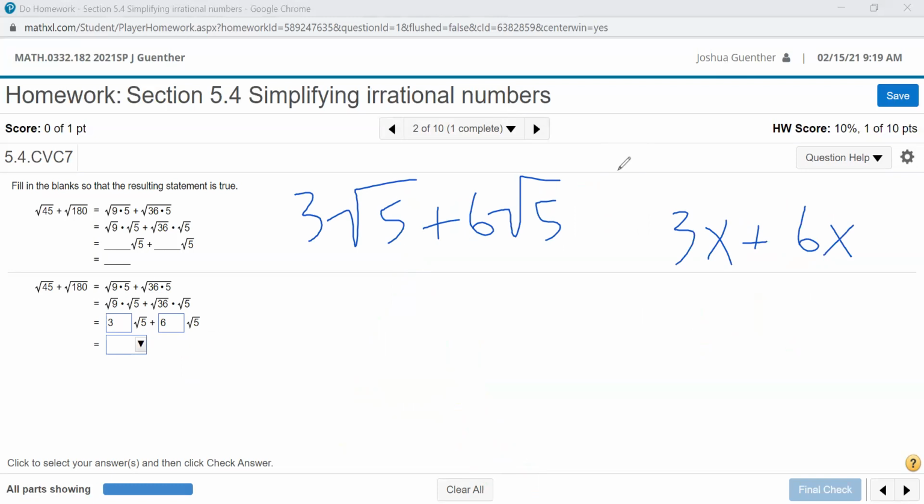Well, naturally you would combine like terms. You've got 3 of an object, and then you're adding 6 more of that same object into the mix, which is going to give you 9 of that object. So over here, just tell yourself that object is the square root of 5. So we have 3 square roots of 5 plus 6 square roots of 5. That's going to be 9 square roots of 5.